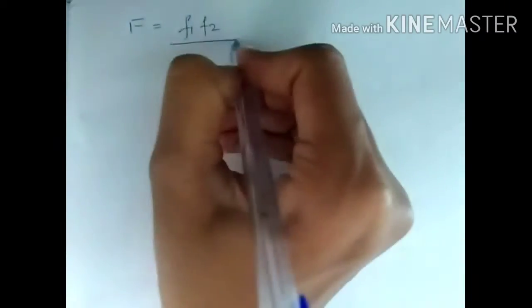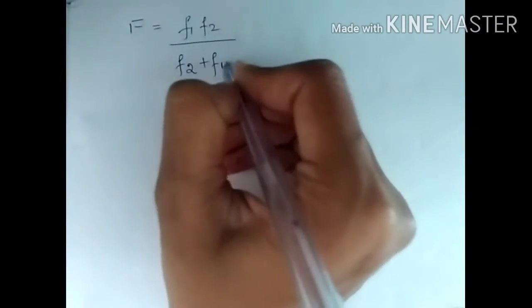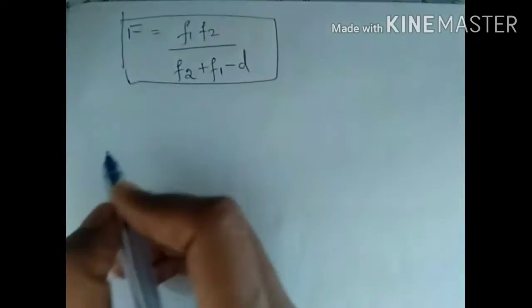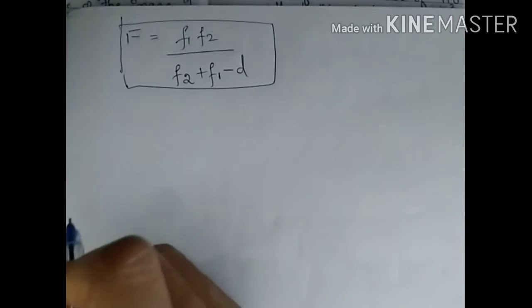In the last class, we learned about the equivalent focal length of two thin lenses separated by distance d, and we found the equivalent focal length f is equal to f1 multiplied by f2 divided by f2 plus f1 minus d. So this was the effective focal length for the two thin lenses which are separated by distance d.